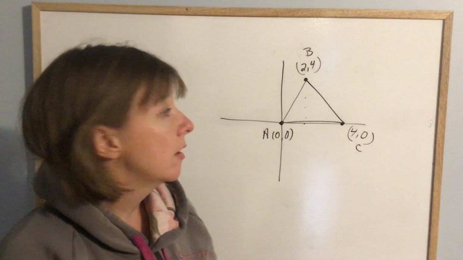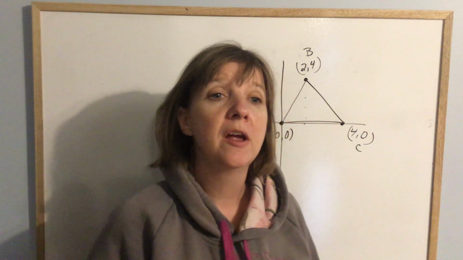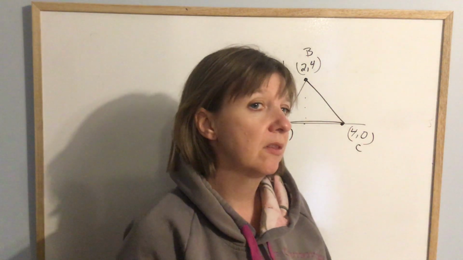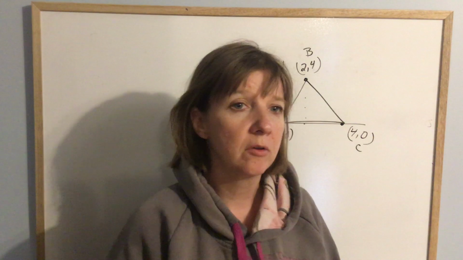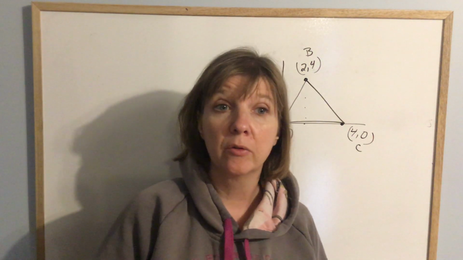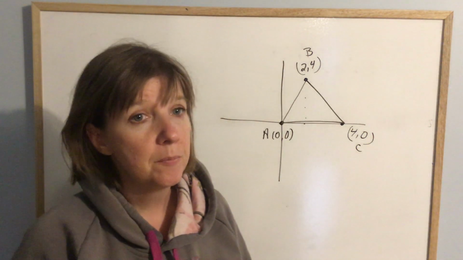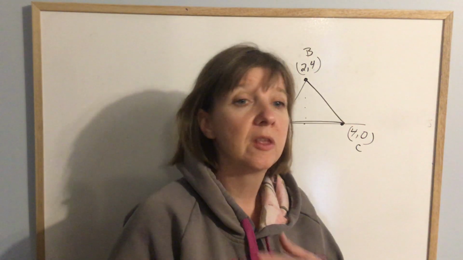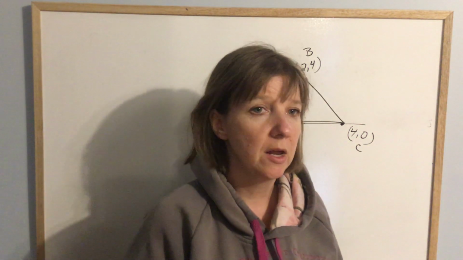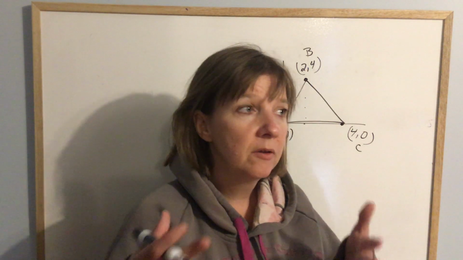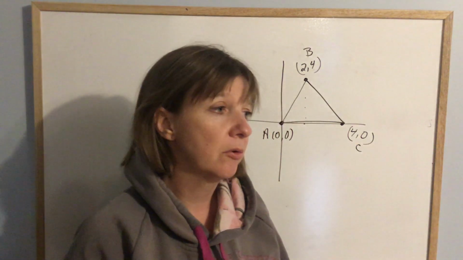If this was a right angle triangle, I could say prove that it's a right angle triangle. If I ask you to prove that something is a right angle triangle, what do we know about right angle triangles? We know that it has a right angle. So that means two lines are perpendicular to one another, and perpendicular lines have slopes that are negative reciprocals of one another. So if I said prove that something is a right angle triangle, you would be figuring out the slopes of the lines to show me that two of them are negative reciprocals of one another.